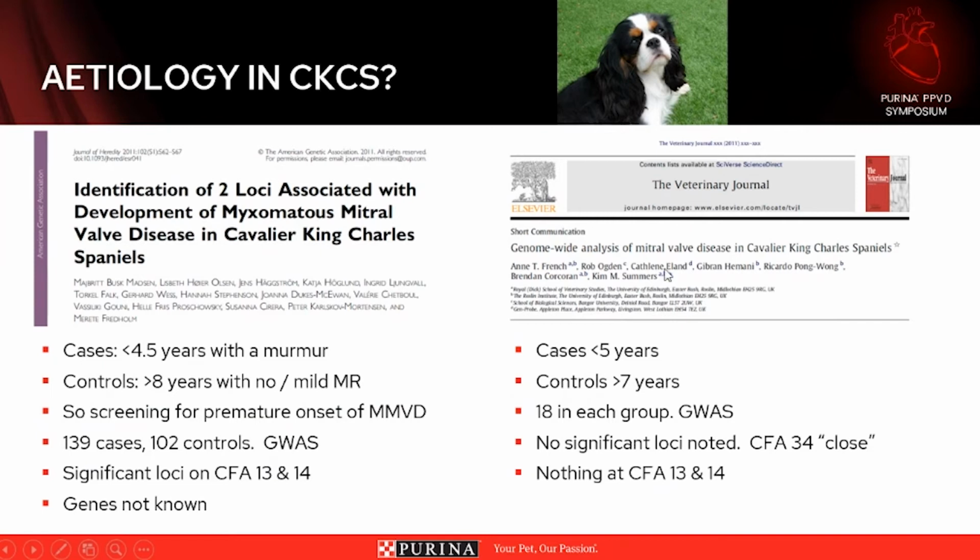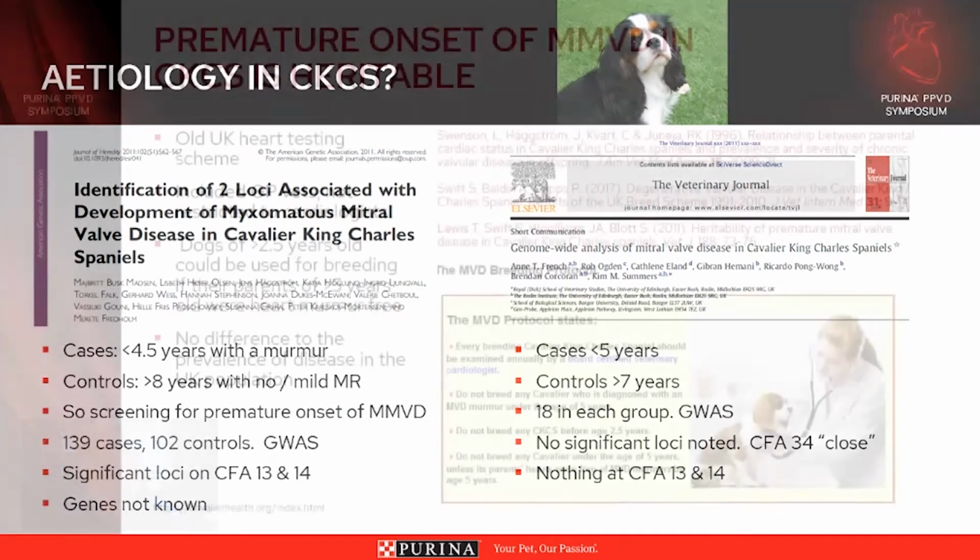So Anne French and colleagues from Edinburgh actually did a similar thing looking at Cavaliers. They had a slightly higher age of the cases and a slightly lower age of the controls, and they only had 18 in each group, but they didn't find any significant loci. They were thinking this would probably be more likely to be a homozygous condition, or that dogs with the premature onset would show homozygosity, but they didn't find anything, and they certainly didn't find anything at chromosomes 13 and 14. So it's still a case of watch this space. We still don't know what actually causes it.